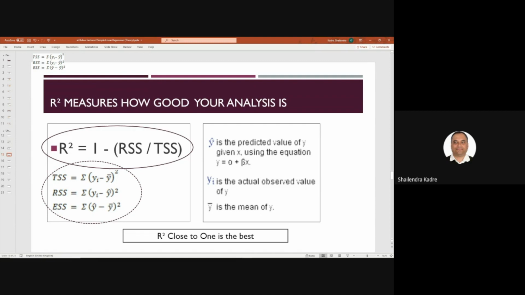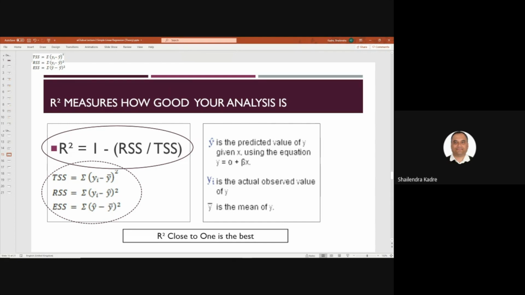1 minus RSS upon TSS will always be a fraction less than 1. And we want RSS to be as small as possible. So for a good model, RSS upon TSS will be very close to 0. So when you deduct a quantity very close to 0 from 1, you will get something like 0.98, 0.97, 0.99, right? So any value of R square which is closer to 1 is called good.